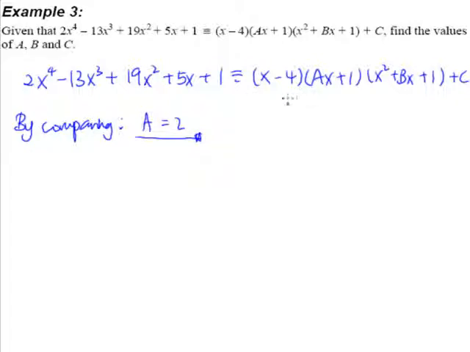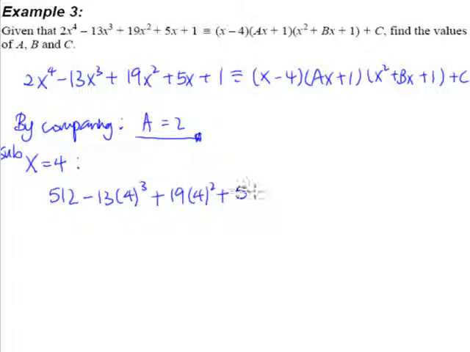The next thing we do, we study the right hand side and we realize that if x is 4, you just substitute in x equals to 4. The left hand side, this is what you get. 2 multiplied by 4 raised to the power of 4. Using a calculator, you get 512. Minus 13 multiplied by 4 raised to the power of 3, 19 multiplied by 4 squared, 5 multiplied by 4 plus 1, is equal to the right hand side.